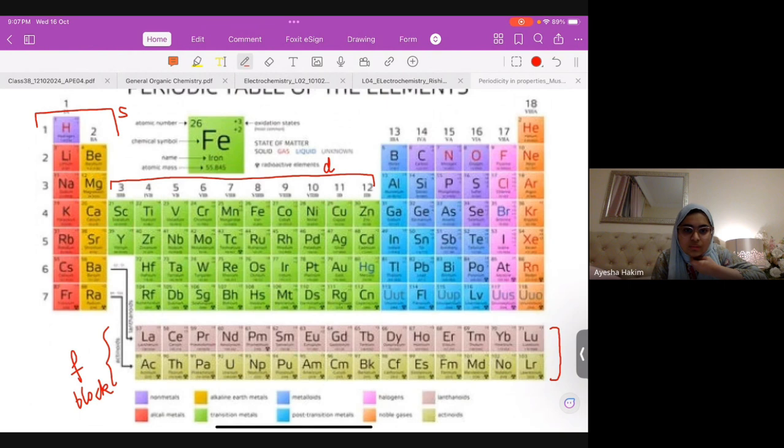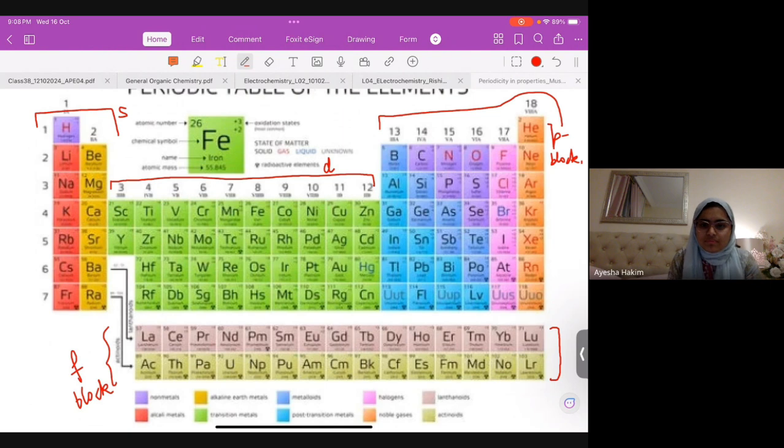And the P block is 13 to 18. So 1 to 2 is S, 3 to 12 is D, 13 to 18 is the P block elements. Correct? Yes. Okay.